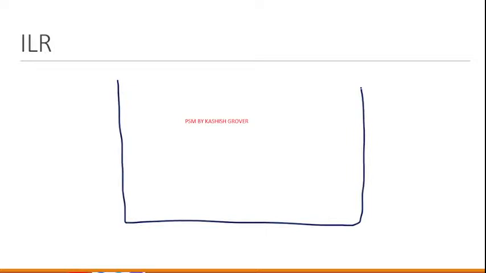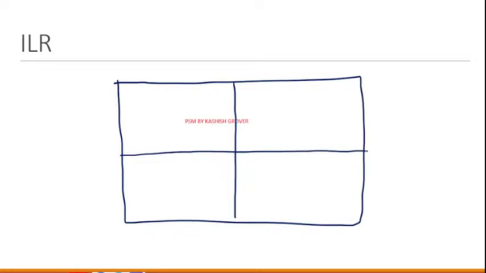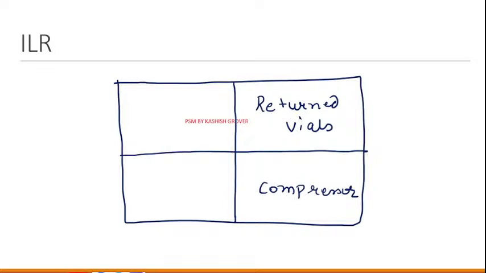Now next is ILR. In ILR we place vaccines. They ask you which vaccine should be placed where. Suppose this is an ice-lined refrigerator, and here we have compressor, right? Every refrigerator, AC, has a compressor. Above the compressor, there is a basket. Here we place returned vials, or you can say open vials, which were opened in the center but could not be finished.